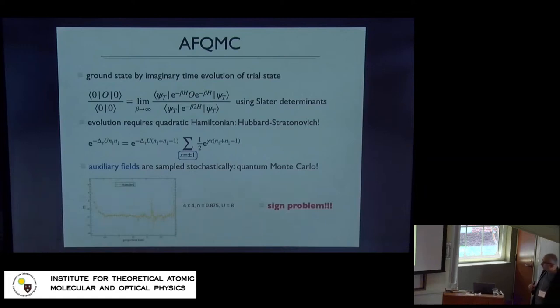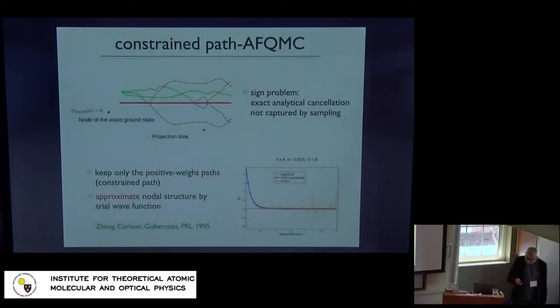The details don't matter here, but what you can see already in this picture is this is a typical result: you get really large errors in the energy when you do the projection towards beta goes to infinity, and this is the good old sign problem. And what these guys do to get out of it is that this is a very schematic picture.